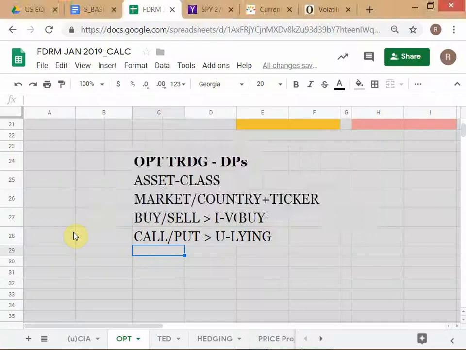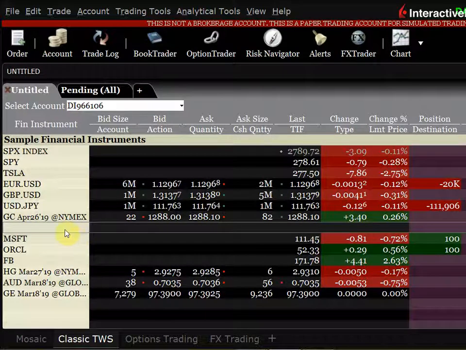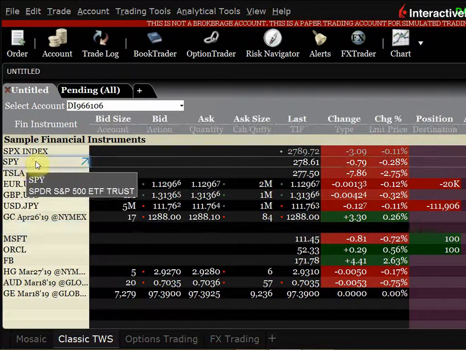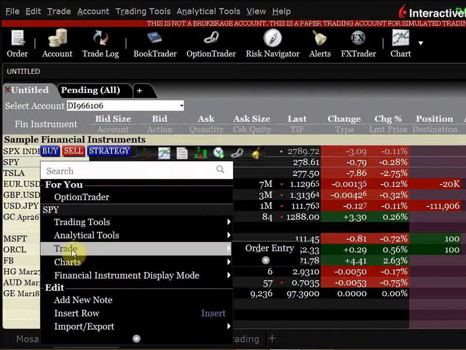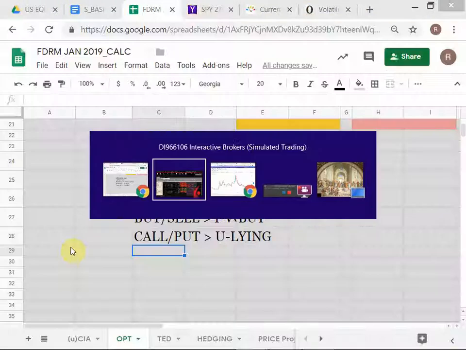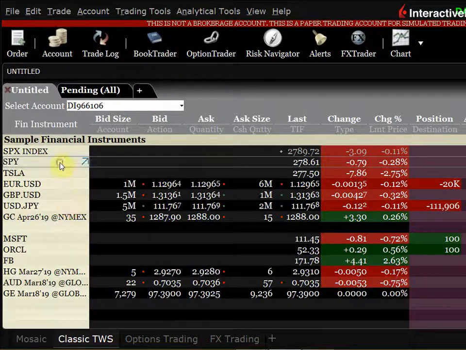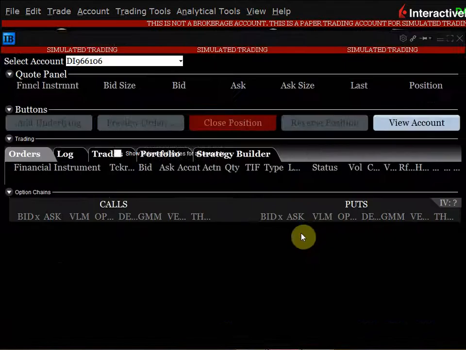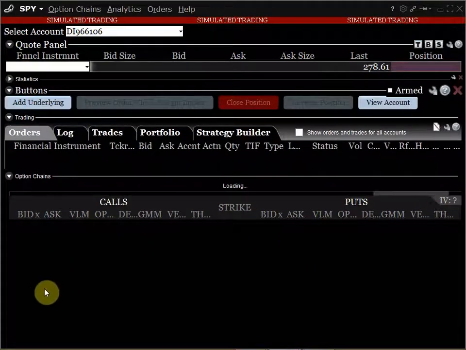What happened to this? Maybe I didn't. Okay, let me just do it on this one. Yeah, let me just do it. BB will have trading tools. Let's open option trader on the SPY. This may still be okay.